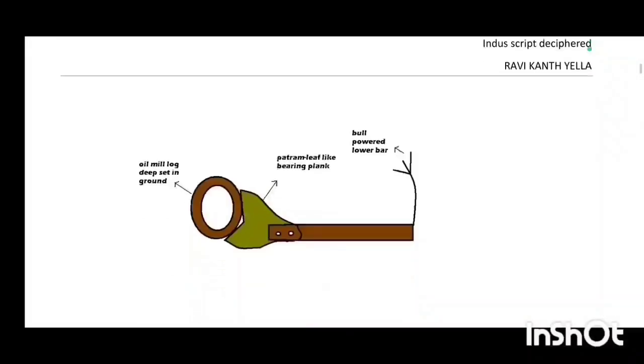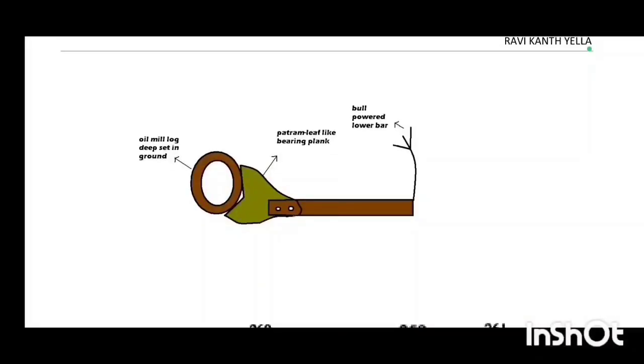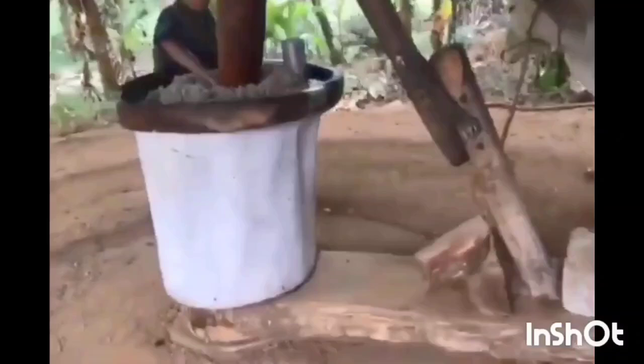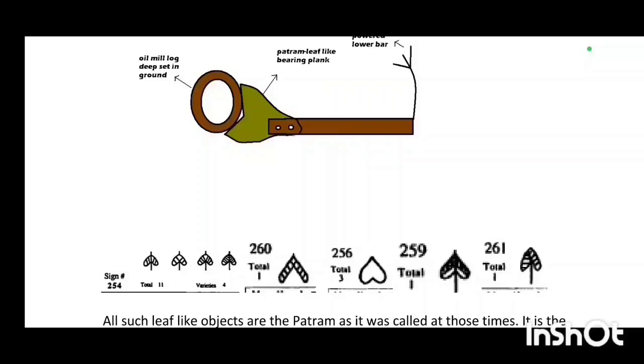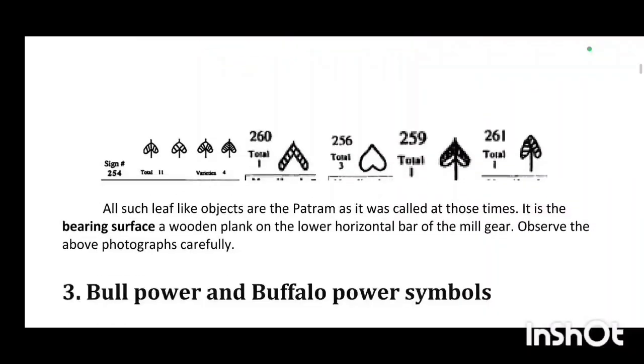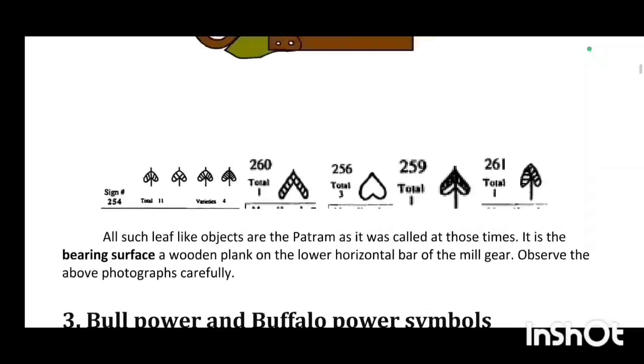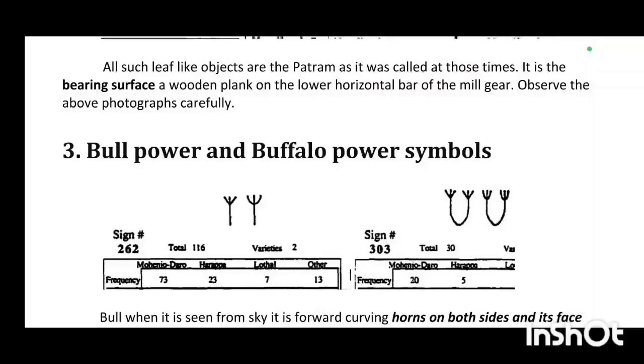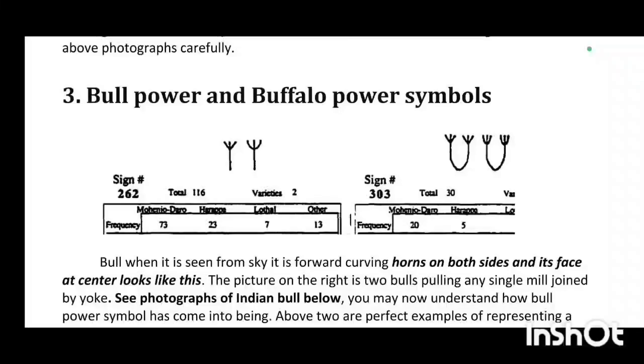Below, we see the top view of the oil mill. At the center, there is a cavity and there is a wooden plank bearing surface, rubbing it all the time. It is called patram. Why, I do not know. It is called a leaf, patram actually, and is also represented by a leaf. But variants show a lubricated bearing surface.